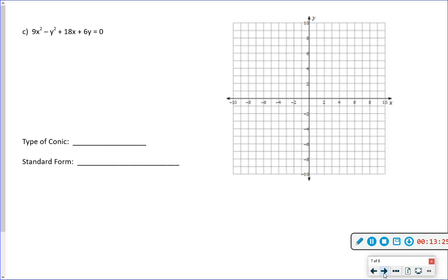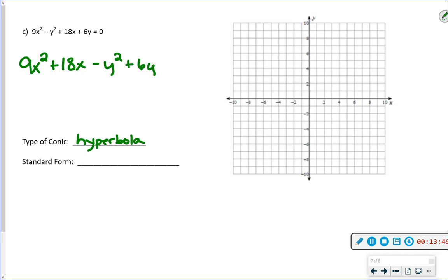What is it? Hyperbola. You got the minus hyperbola. Okay, remember, you always want the minus in the middle. So our positive squared term first, which is that 9x squared. So I'm going to go ahead and put 18x with it. I am going to pull a 9 out of that in a minute, so I'm not going to complete my square quite yet. Minus y squared plus 6y. And we've got the 0.